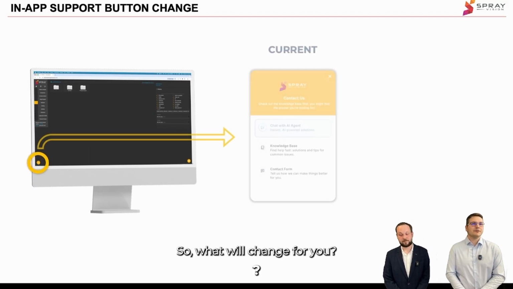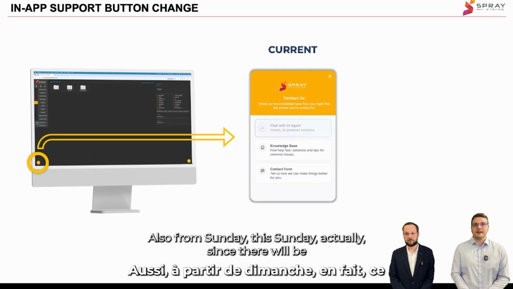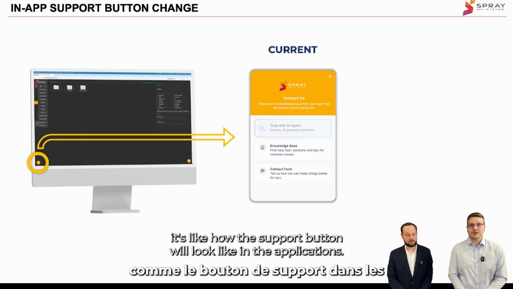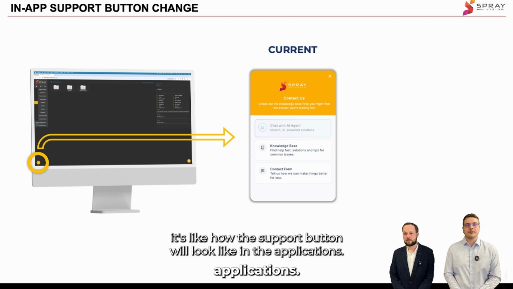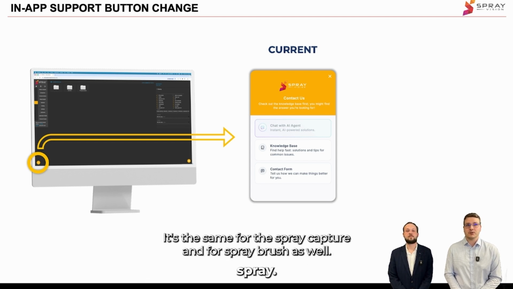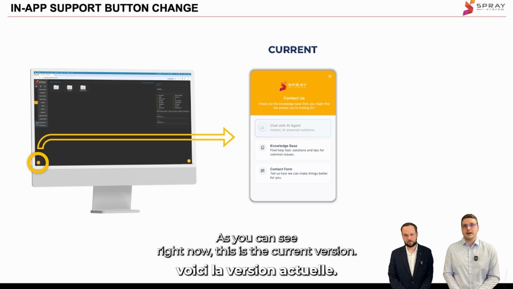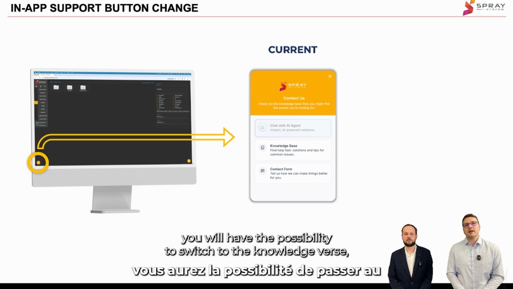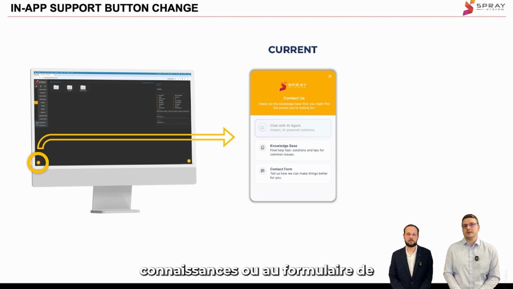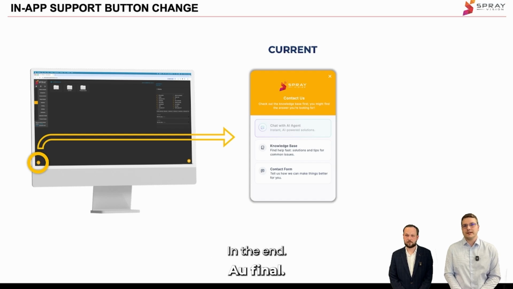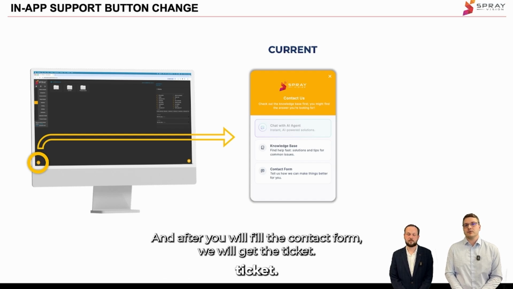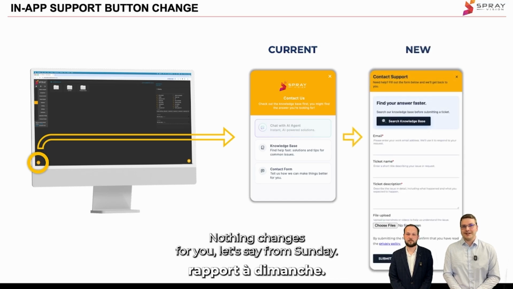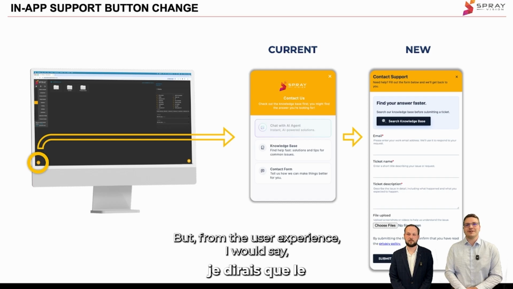So what will change for you from this Sunday, since there will be a new release of the software, is how the support button will look in the applications. It's the same for Spray Capture and for Spray Brush. This is the current version. After clicking on this question mark button for help, you have the possibility to switch to the knowledge base or, in the end, the contact form. After you fill in the contact form, we get a ticket. Nothing changes for you from Sunday in terms of user experience.